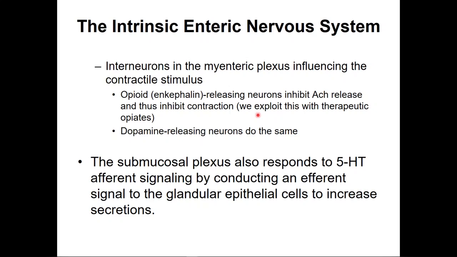That's not even relevant, right? Because it's actually used to treat diarrhea. So we're hoping that it reduces bowel motility and gives more time for absorption of fluids. Okay, and I'm not going to focus much on these, but dopamine-releasing neurons are also inhibitory, and you'll learn about those when I talk about nausea and vomiting in the gastrointestinal module.